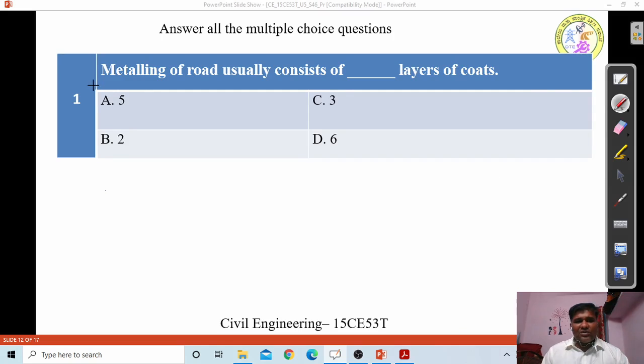The metalling of the road usually consists of how many layers of coats? The estimate which you have solved now is also a metal road. Whether it is A, 5 layers, B, 2 layers, C, 3 layers, or D, 6 layers. The right answer is option C, 3 layers: bottom layer, top layer and a wearing coat.